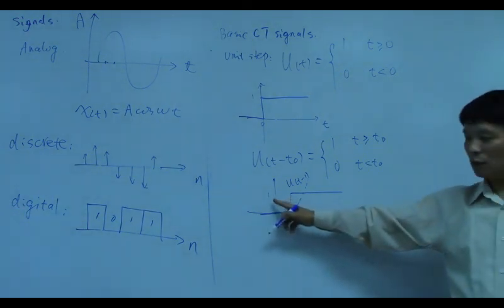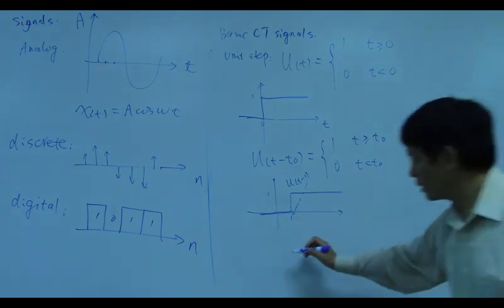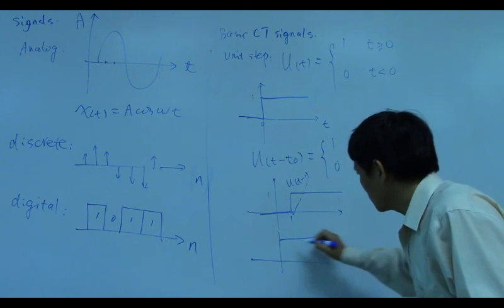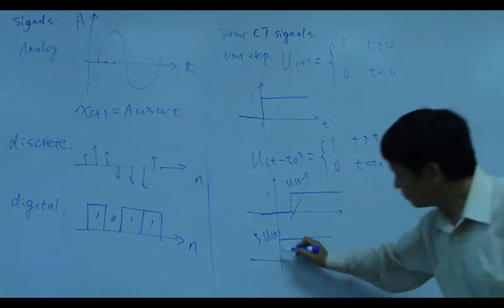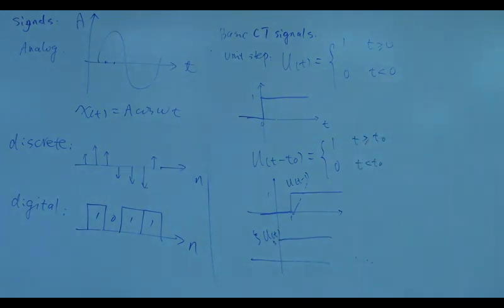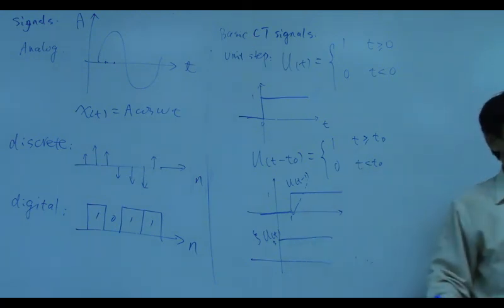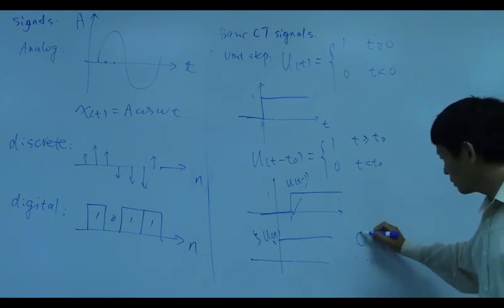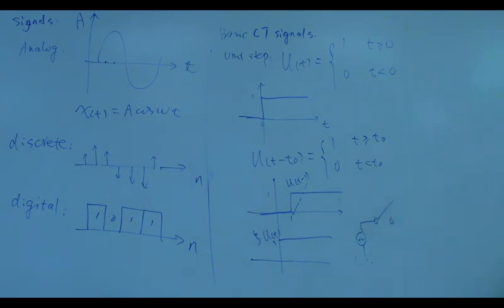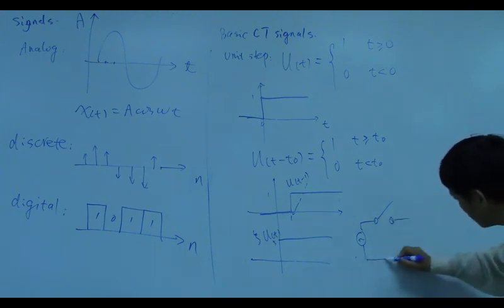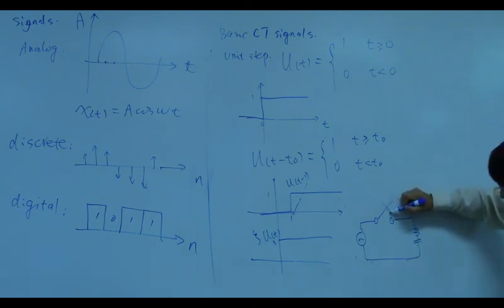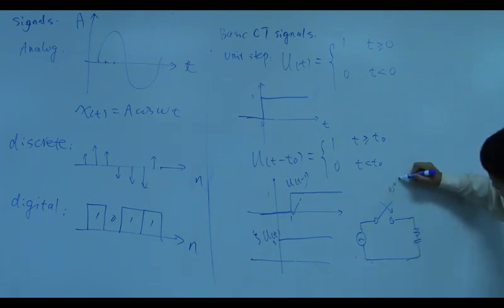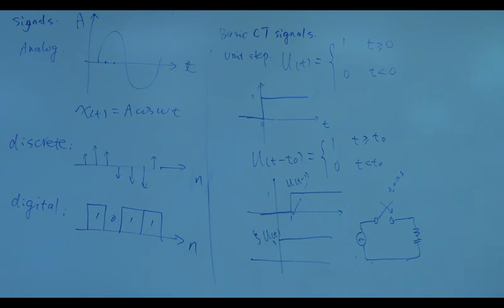How about if I want to represent, for example, 5 volts instead of 1? In that case, we can use this: 5u(t). 5u(t) means this one equals 5. Why do we want to use this kind of representation? For example, if we have a source and we have a circuit, for example, this one is R and this one is C, like this. I want to close the switch at t equals 10 seconds.